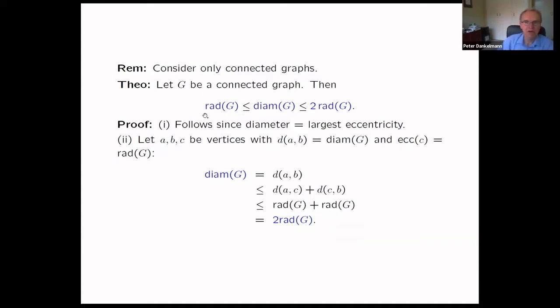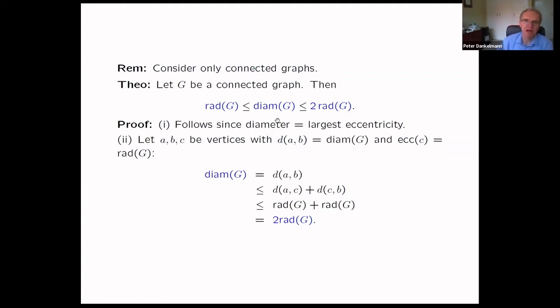Let me start with one very famous relation which holds not just in graphs. So people who work more in topology will have seen things like this. And that's the famous theorem: if G is a connected graph, then the diameter is always between the radius and twice the radius. Well, let's quickly prove that because that's so easy.